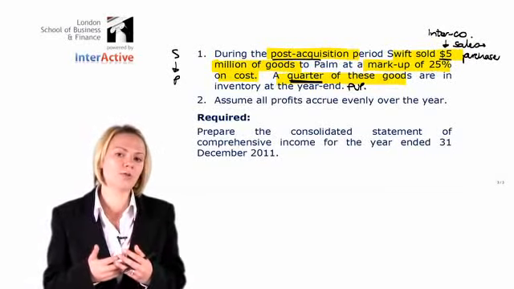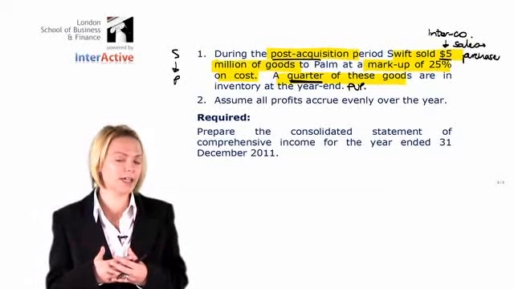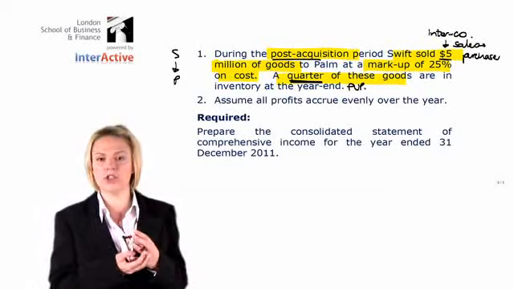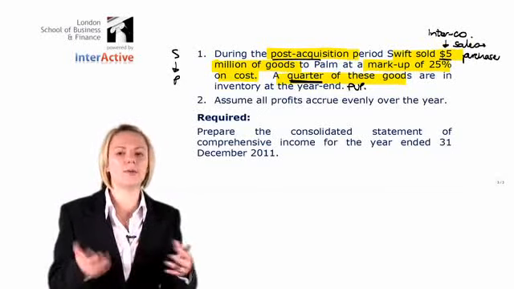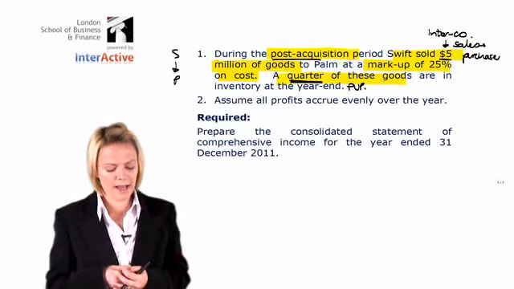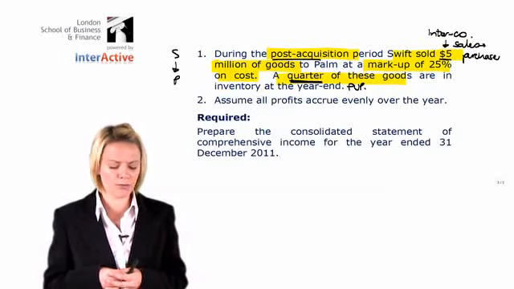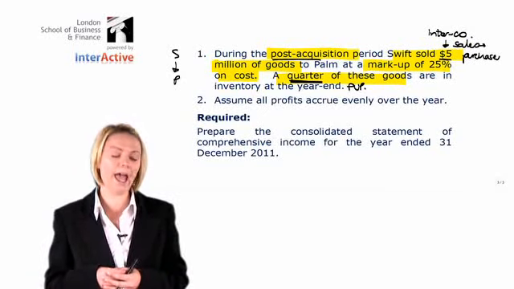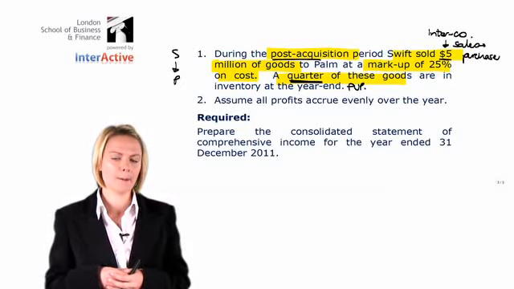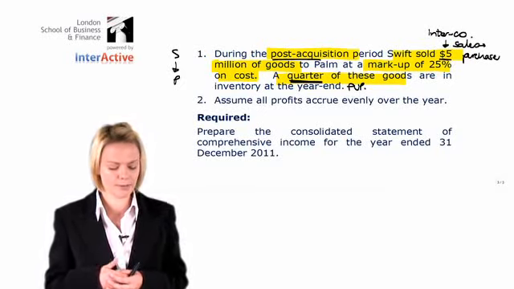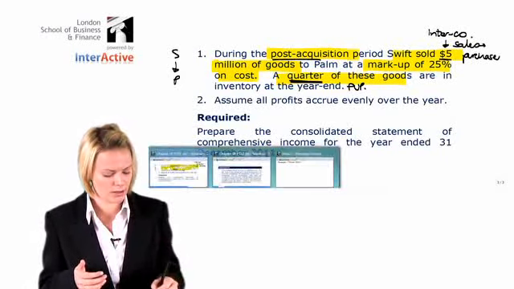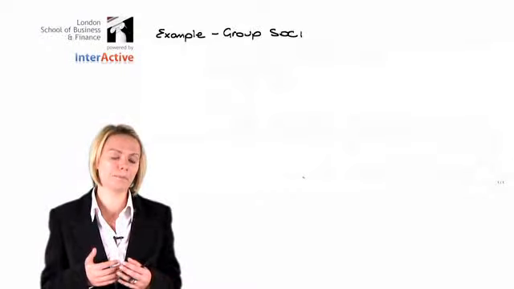2, assume profits accrue evenly over the year, so the same amount of profit has been earned in the subsidiary each year. We assume that anyway, 3/12. Required: prepare the consolidated statement of comprehensive income for the year ended the 31st of December 2011. Okay, so that's what we're going to do then. We are going to prepare a full statement of comprehensive income.